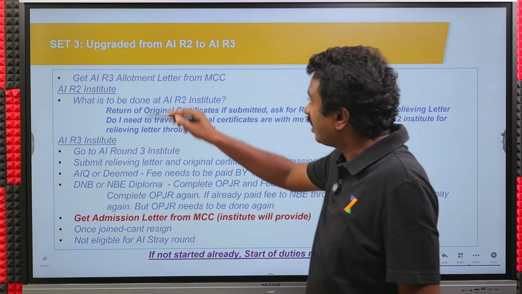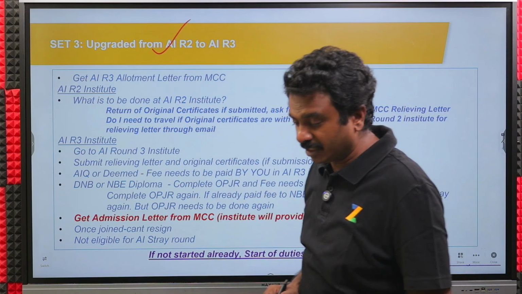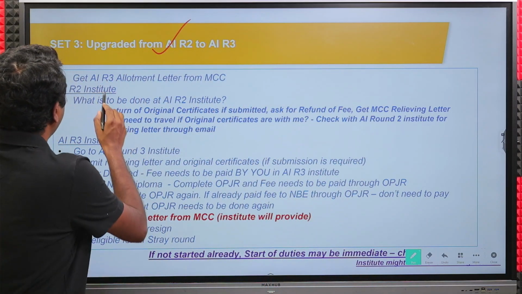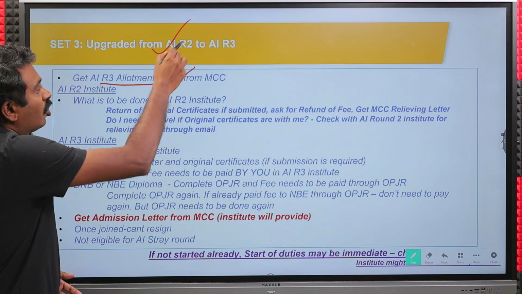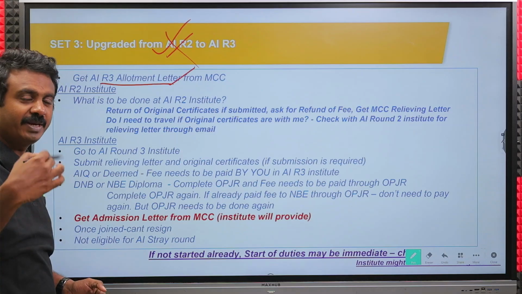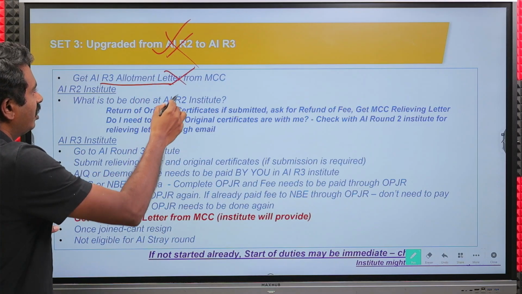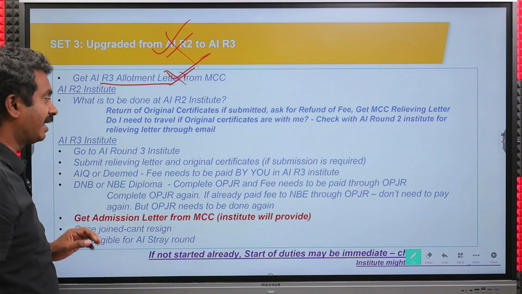Second, you are upgraded from All India round 2 to All India round 3. What do you need to do? Get the All India round 3 allotment letter from MCC. You can't go back to your All India round 2 seat. You have been upgraded, right? So you can't go back to your All India round 2 seat. Get the new allotment letter. It is already up.